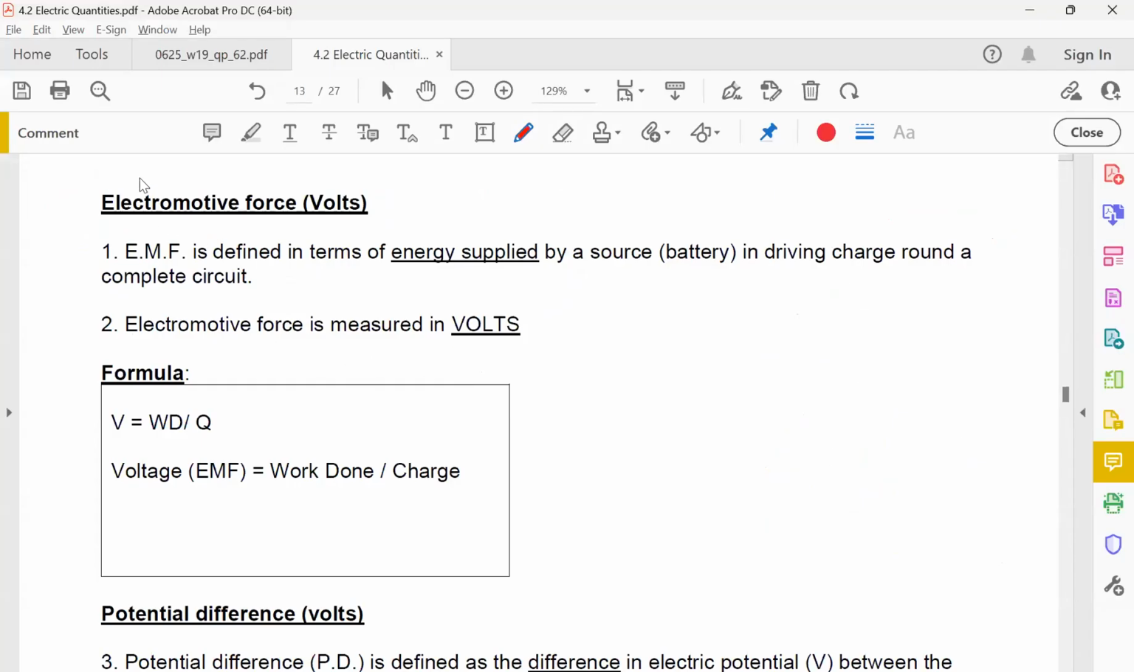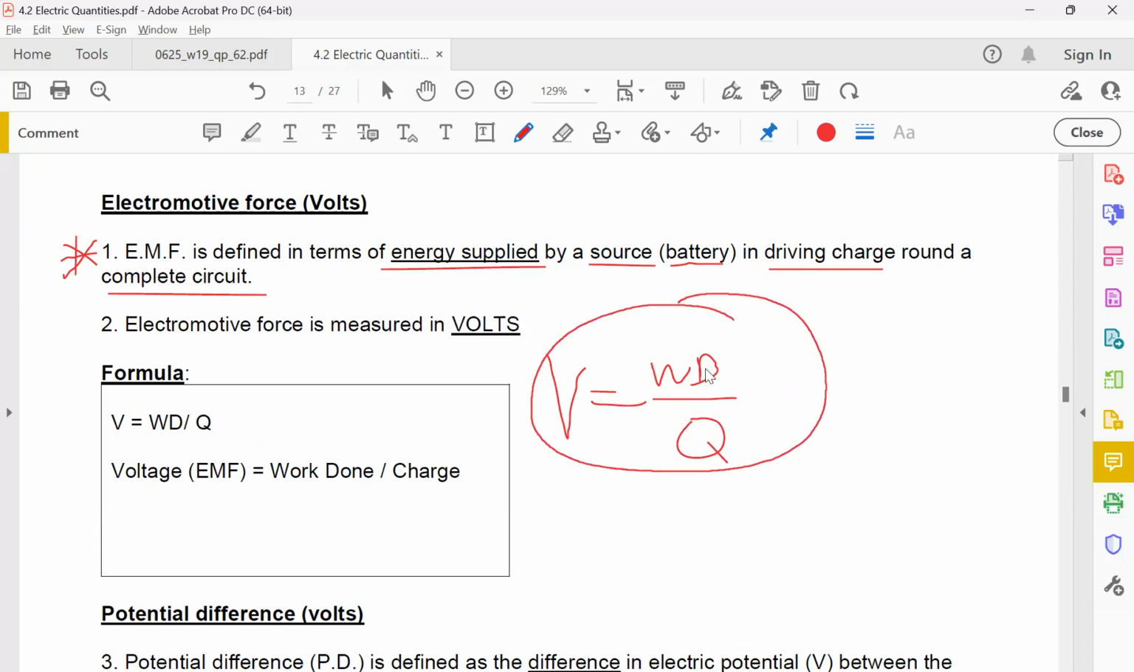Okay, so let's first and foremost talk about electromotive force once again, guys. If you look at the definition itself, it is defined as the energy supplied by a source, which is usually the battery, in driving charge around a complete circuit. You need to write this down. This statement is very important because it always comes out in your exam. And how we derive this statement is from the formula itself. Voltage is equal to work done over charge. I will explain an easier way to derive this formula later on. But for now, everyone pay attention first. Don't write first, please. Listen, you're going to need this.